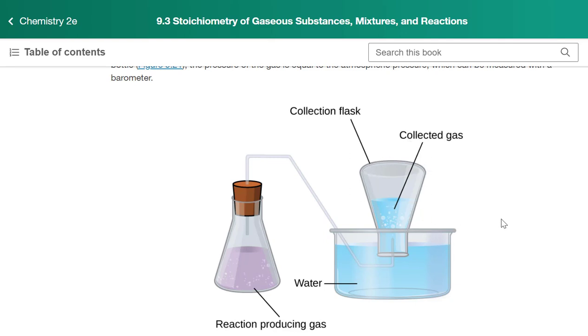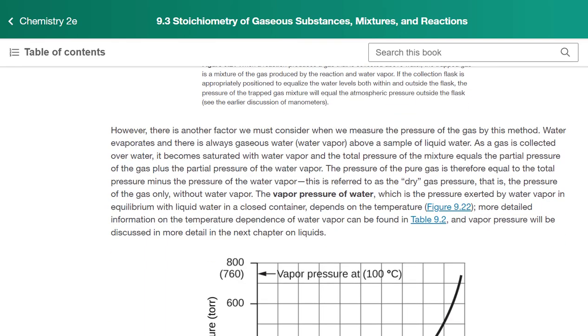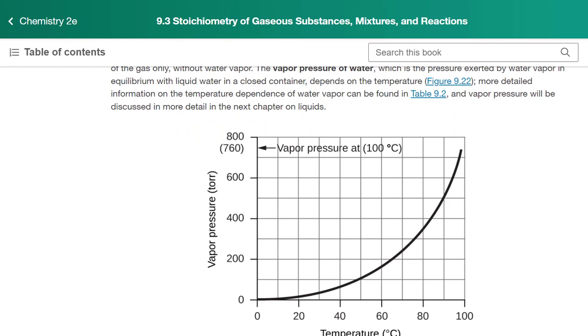That's a way of collecting the gas such that we can easily determine its volume and its pressure relative to atmospheric pressure. Now the challenge here is that when we do that, the gas we are collecting is not just the gas we made, but there's also some water vapor there because we're bubbling it through the water. So we have to account for that. There's a vapor pressure of water that would be present there, and it's a function of temperature, and we're showing that relationship here.